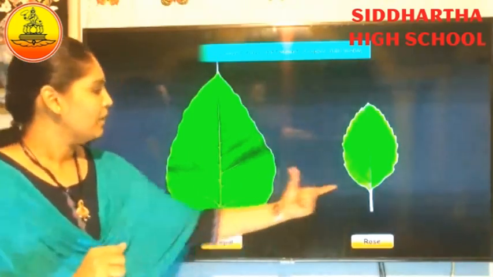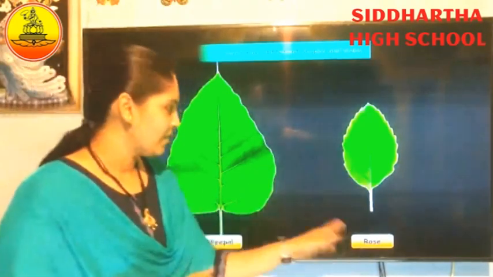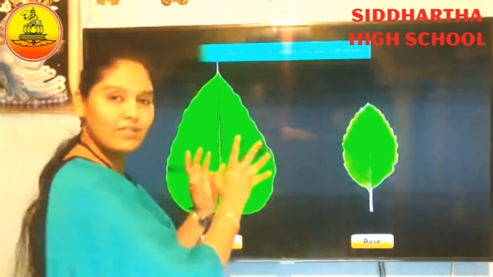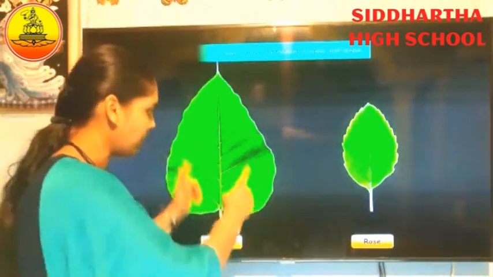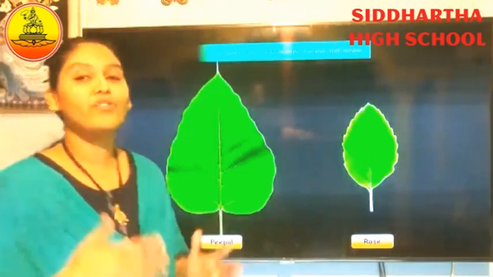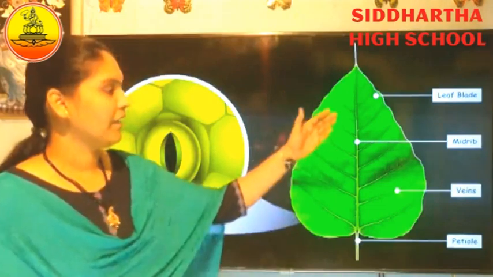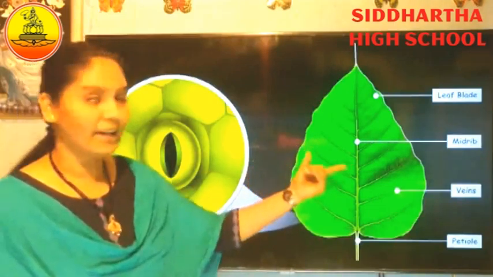See here, two leaves are there. One is a papaya leaf and the second one is a rose leaf. Are the two leaves the same size? No. And the same shape? No. So different types of leaves have different shapes and different sizes. Here we can observe different parts of a leaf.